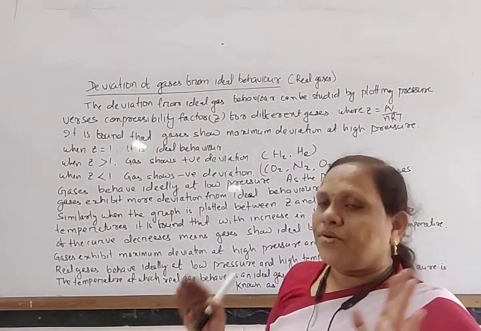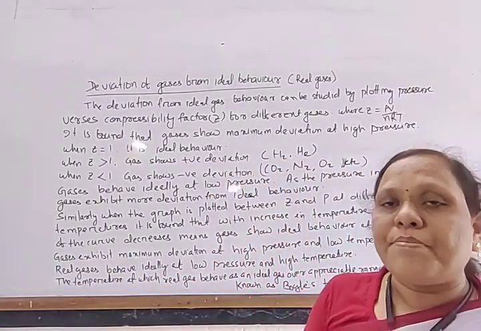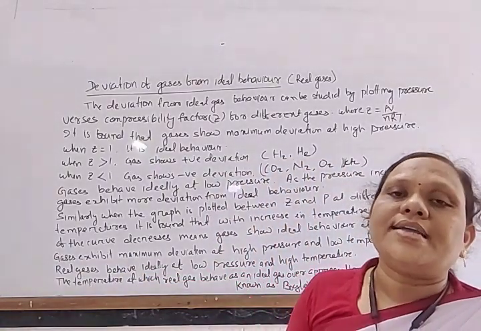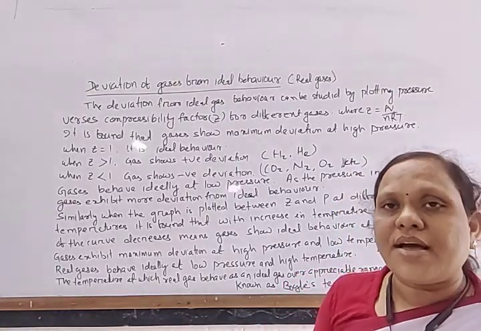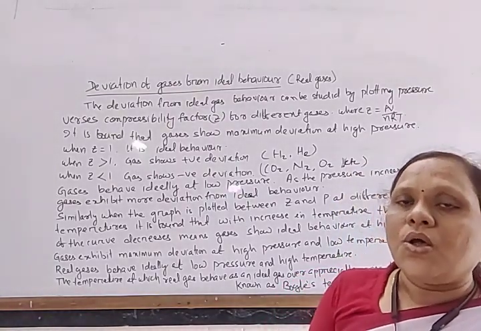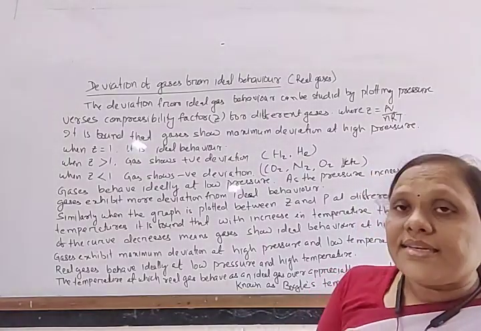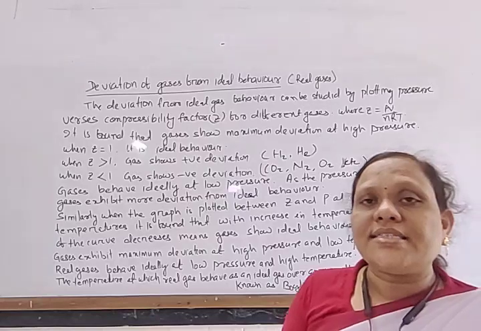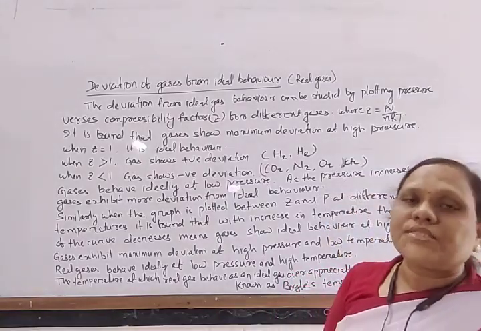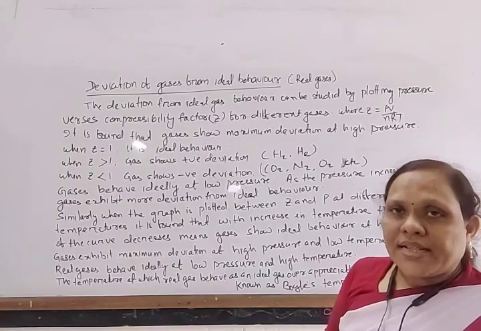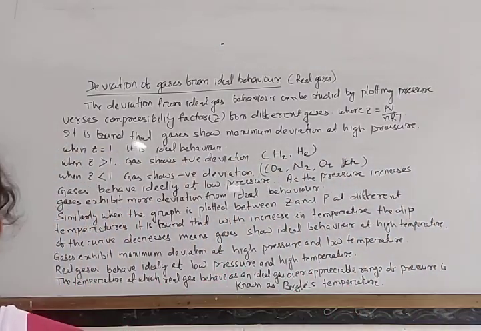So from this, what do we conclude? We conclude that gases exhibit maximum deviation at high pressure and low temperature, and gases behave ideally at low pressure and high temperature. And the temperature at which gases behave ideally over a wide range of pressure is known as Boyle's temperature. Okay, so note down these points.